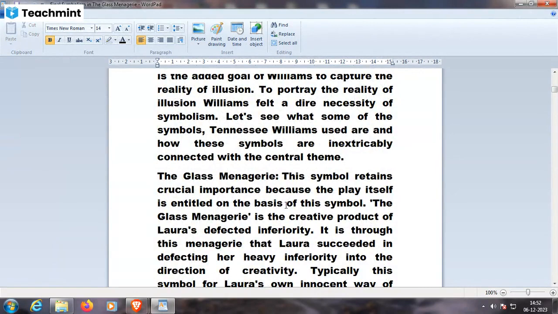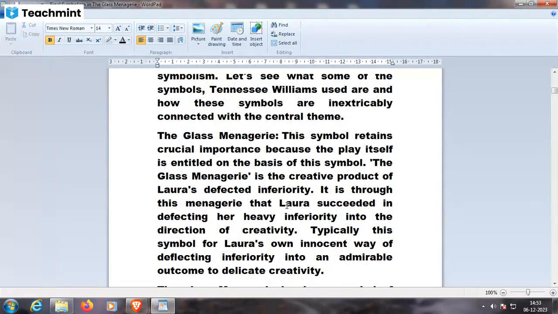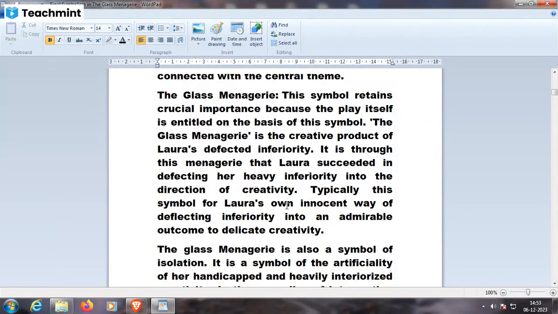The glass menagerie we start with. This symbol retains crucial importance because the play itself is entitled on the basis of the symbol. The glass menagerie is a creative product of Laura's depicted inferiority. It is through this menagerie that Laura succeeded in turning her heavy inferiority into the direction of creativity. Typically, this symbol is Laura's own innocent way of deflecting inferiority into an admirable outcome of dedicated creativity.